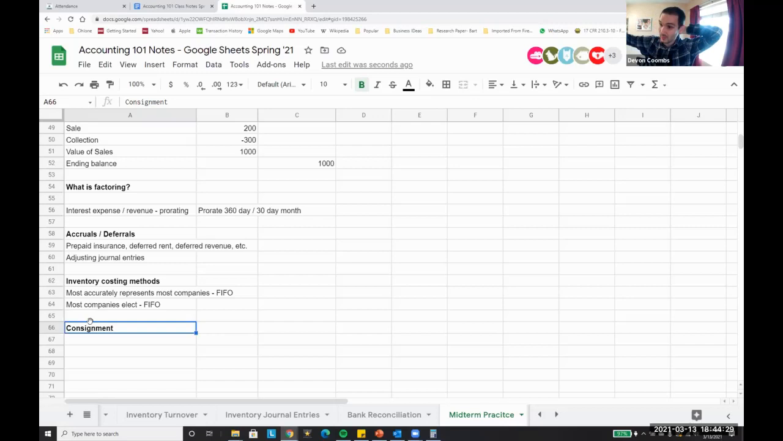The consignee is the one who's selling on behalf of the owner, but legal title never transfers, and the consignor reports its goods in its inventory. The consignor keeps the inventory on its books. The consignee doesn't keep the inventory, doesn't have the title, and does not report the inventory. So just understand the theory.